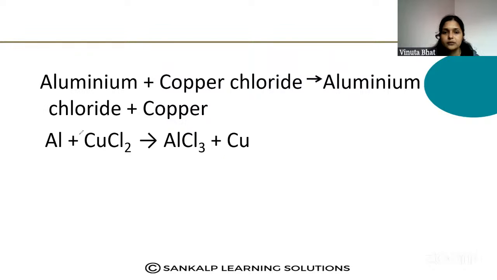I will add the 3 here: 2 3s are 6 chlorine here, and here 3 2s are 6 chlorine. Chlorine is balanced, but for aluminium, I will add the 2 aluminium to balance this reaction. Here 2 aluminium and here also 2 aluminium. And copper, here we'll add the 3 copper. Here also 3 copper atoms. This is the balanced chemical equation.